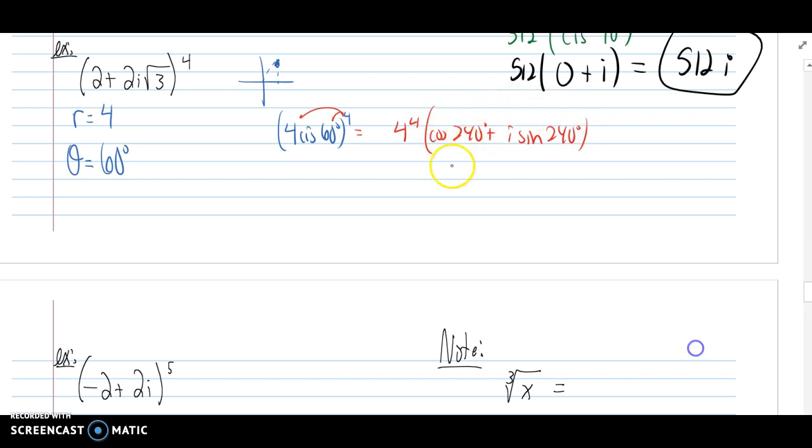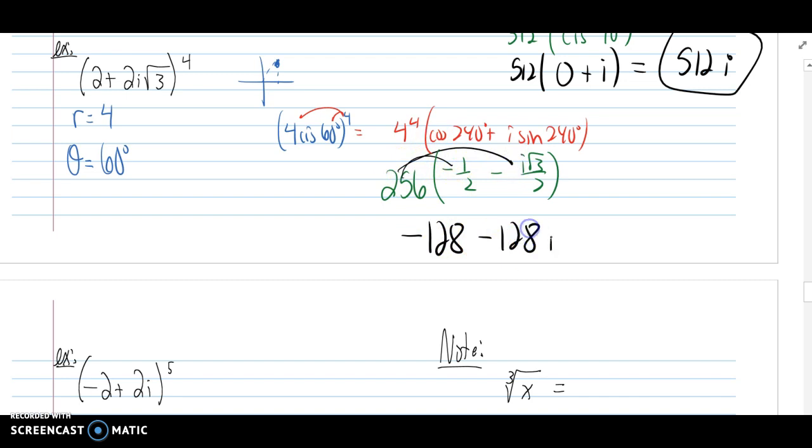The cosine of 240, negative 1/2. The sine of 240 is negative square root of 3 over 2. 4 to the 4th power is 256. When we distribute this, we're going to have negative 128 minus 128i root 3.